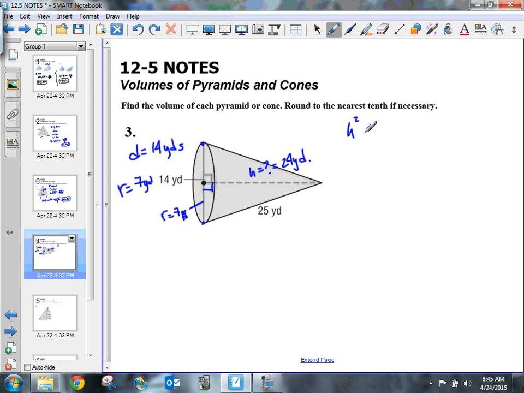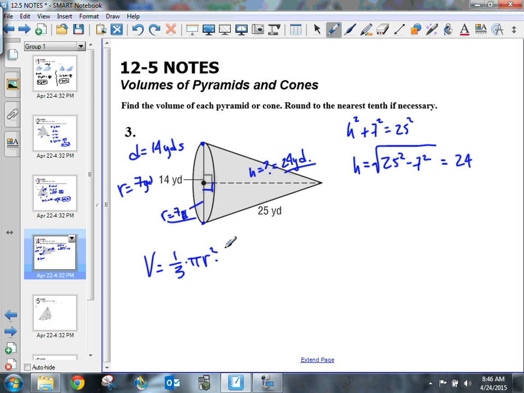Now I can still solve for h using my friend Pythagoras. I can say h squared plus 7 squared is equal to 25 squared. If I solve for this, I get h is equal to the square root of 25 squared minus 7 squared. And if you put that into your calculator, you're going to end up getting 24. So my height is 24 yards. My radius is 7 yards. So I'm going to use my formula, 1/3 times pi r squared times h. So my volume is equal to 1/3 times pi times my radius, which is 7 squared, times my height, which is 24.